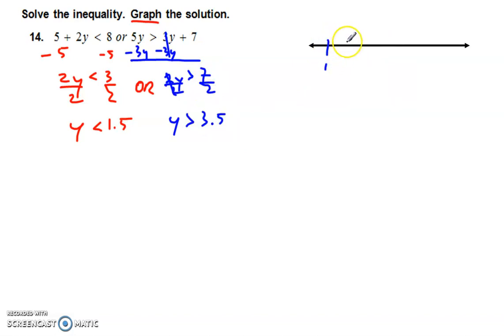In order to graph it, it's a little bit easier to make it a decimal, so we'll say we have 1 here, 1.5, 2, 2.5, 3, 3.5. Okay, if I want to graph this, y is less than 1.5, so open circle here. Less than goes this way. Or y is greater than 3.5. Open circle at 3.5 and greater than.